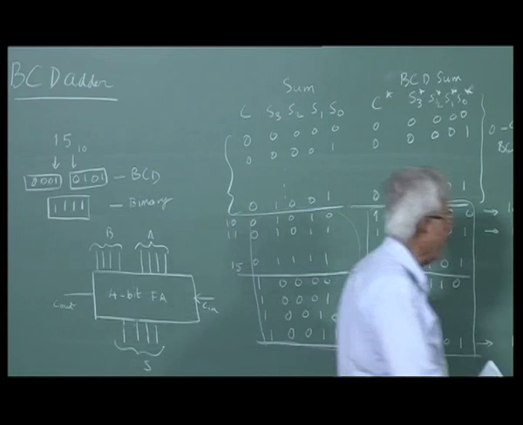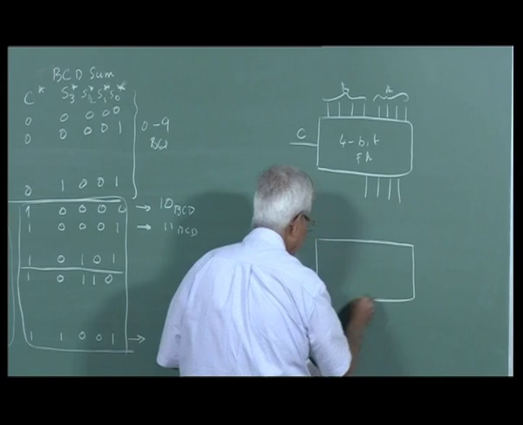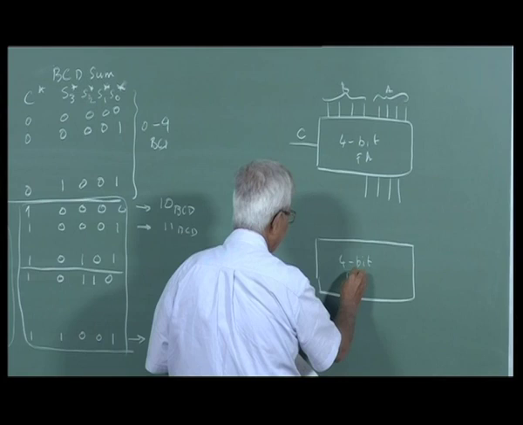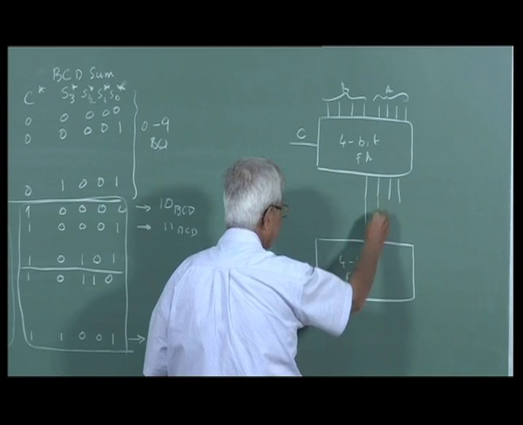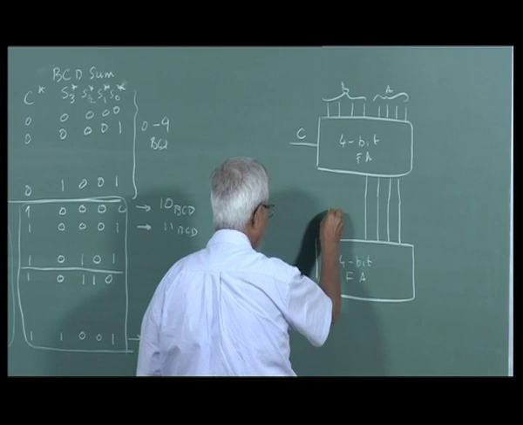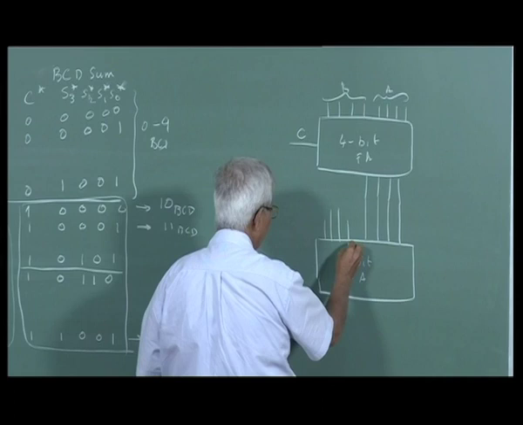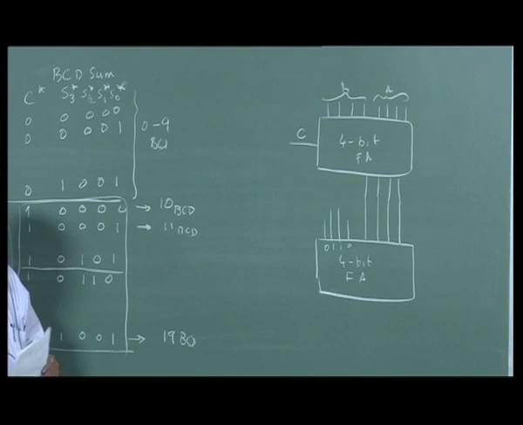So I need one more 4-bit binary adder, 4-bit full adder, to which I will give this, this, this, this, and I will also have to give 6. 6 is nothing but 0, 1, 1, 0. 0, 1, 1, 0 is 6. So to this I add 6.